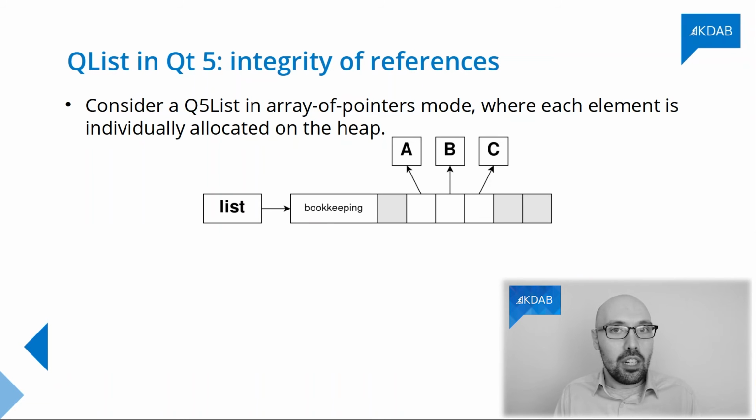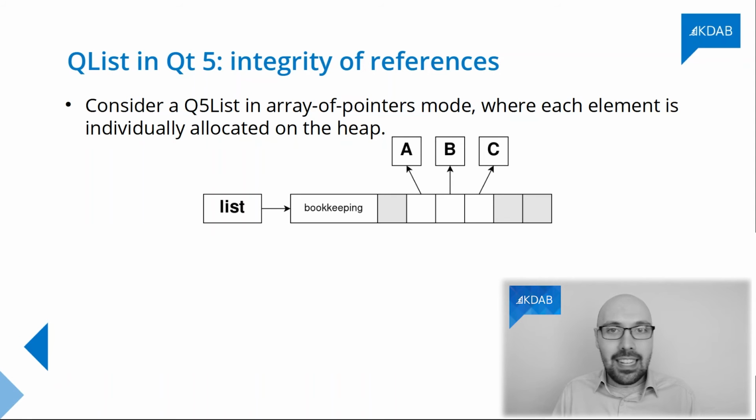The first thing to be aware of is this. In Qt 5, you may have a QList working in the so-called array of pointers mode, meaning that each element is individually allocated on the heap. So the memory layout of your list will look something like this. You have your list, it's a pointer, there is some bookkeeping data, and then the actual array of cells, and then each element is on the heap.